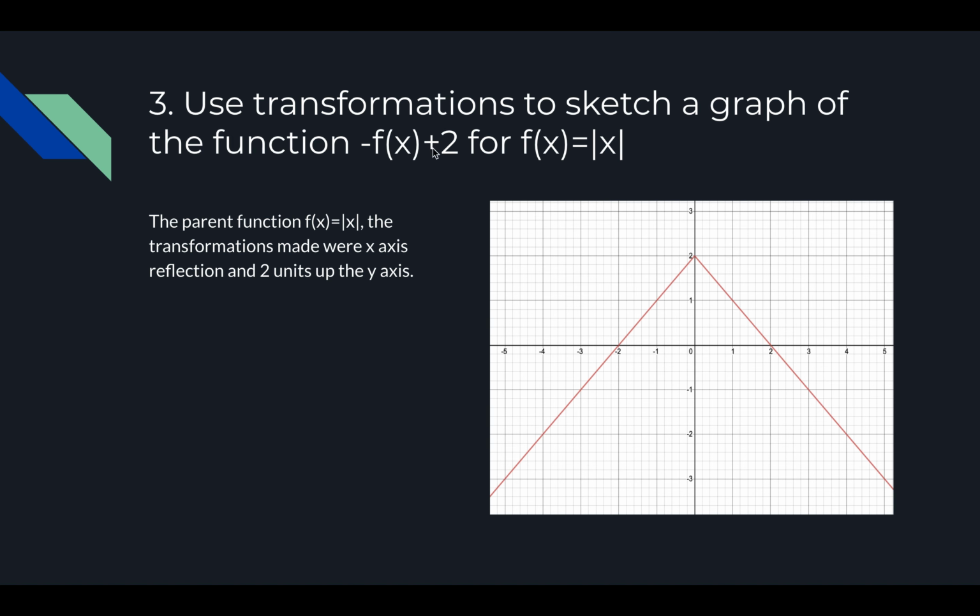So then the transformation is x-axis reflection because of the negative f of x, and also 2 units up the y-axis. Up 2. And this is it.